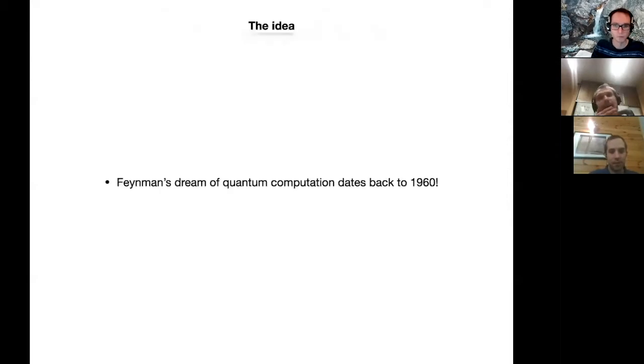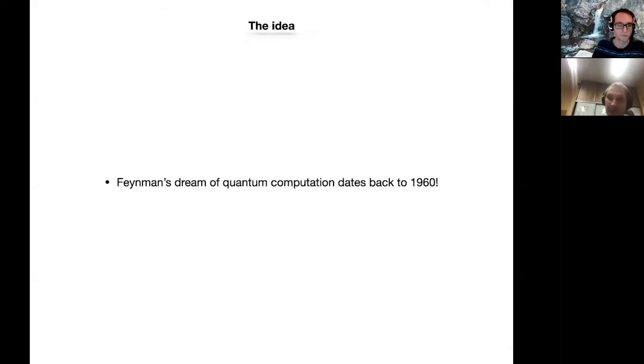Not many people know that the idea of quantum computation dates back to the early 60s, that Feynman is behind it. That's the idea alone. So I guess it's fair to ask how far along that path we are right now. Can we actually use the quantum computers we have right now to simulate some physical processes? That's the motivation behind this work.